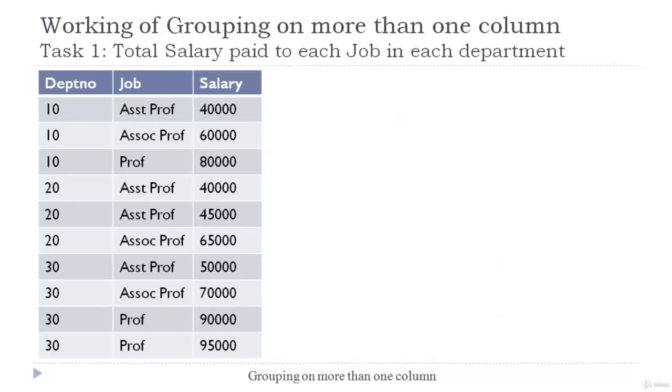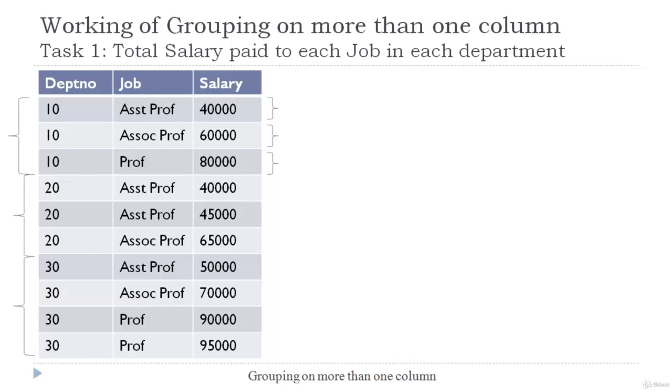To perform this query, first grouping will be performed on department number. First group will be created for department number 10, second for department number 20, and third group for department number 30 employees. Within each group, grouping is performed on job. Since there is only one job title in department number 10, subgroup of only one record will be created for job assistant professor, for associate professor, and for professor.